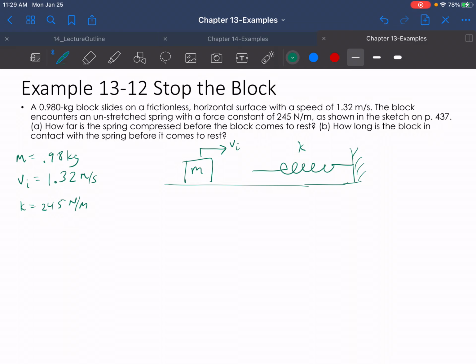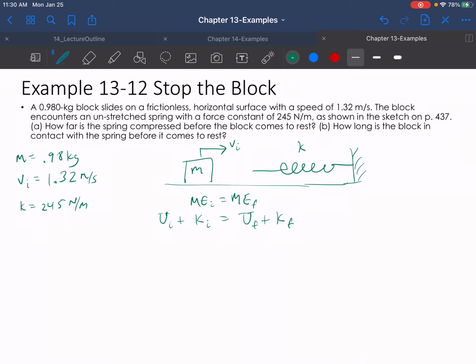So we can say mechanical energy initial equals mechanical energy final, which means over here it's potential energy initial plus kinetic energy initial equals potential energy final plus kinetic energy final.